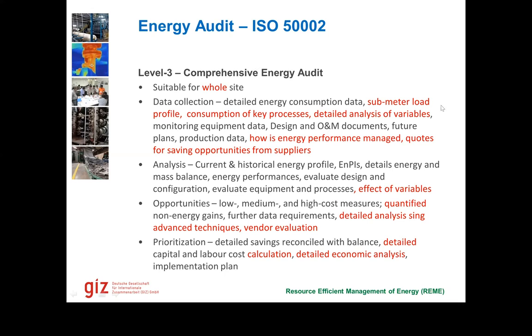In prioritization, detailed capital and labor calculations need to be done, detailed economic analysis, including IRR, ERR, and different kinds of annuity comparison methods also need to be used here in the prioritization stage when we're talking about comprehensive energy audit. What I add to it is the life cycle assessment, which ISO 50002 has not mentioned in the description of levels, but it is mentioned in ISO 50001 as well. That life cycle assessment is very important.